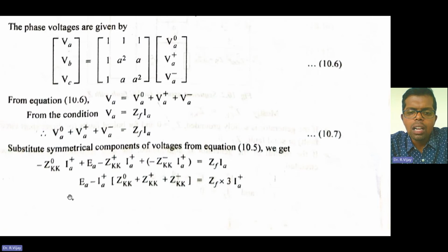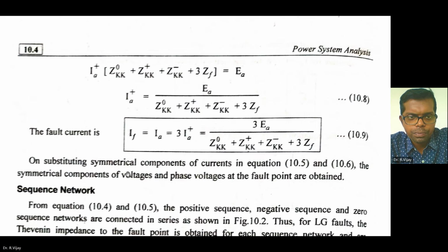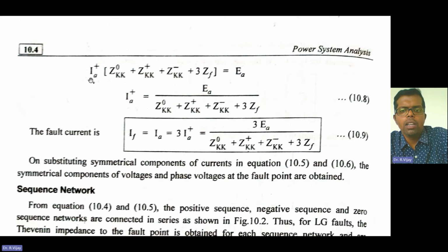So now we have converted all the zero sequence, positive sequence and negative sequence terms into IA positive, that is, in terms of the positive sequence. IA positive is common here. Now we take the IA positive and move EA to this side. So IA positive into ZKK naught plus ZKK positive plus ZKK negative plus 3 into ZF is equal to EA, that is the induced EMF EA.